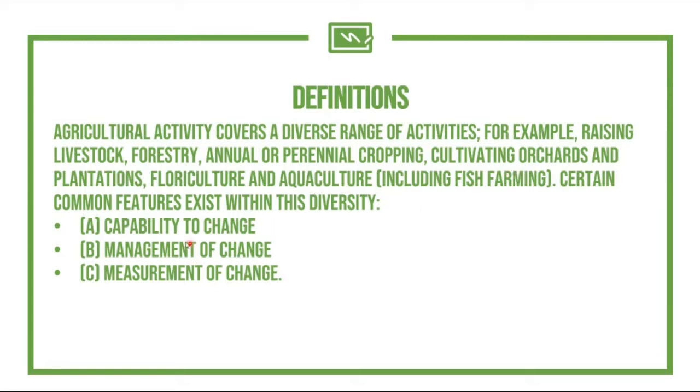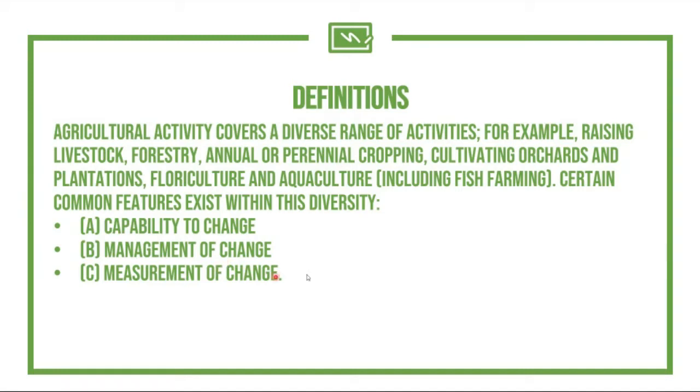So there are three criteria, or three features, that we need to satisfy in order for us to really make sure that we have an agricultural activity. So first is the capability to change. Meaning the assets that we are cultivating are still capable of changing, meaning they can still grow, they can degenerate, they can still produce, they can still procreate, etc. Letter B, management of change, meaning it is the entity who is responsible for monitoring and managing the changes that are happening with the assets that they are trying to cultivate.